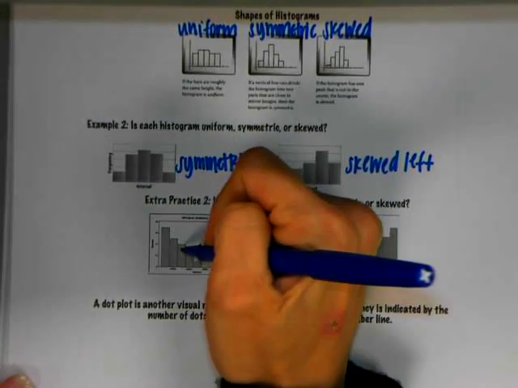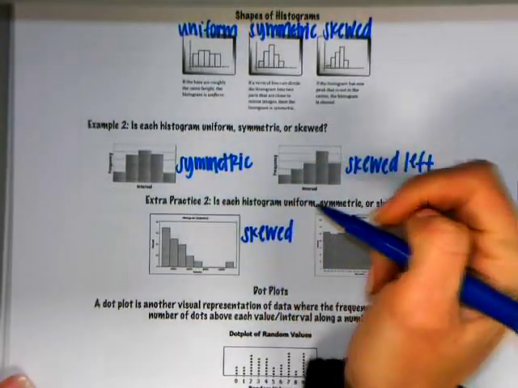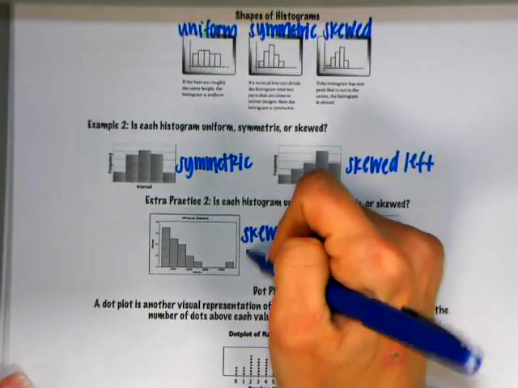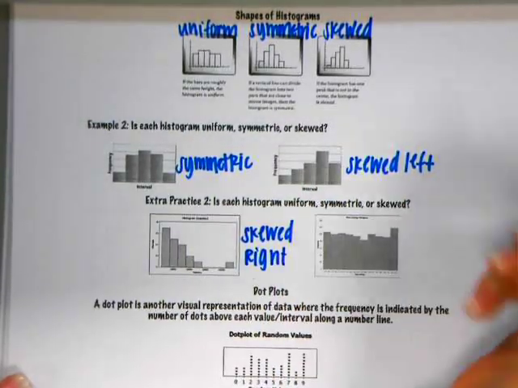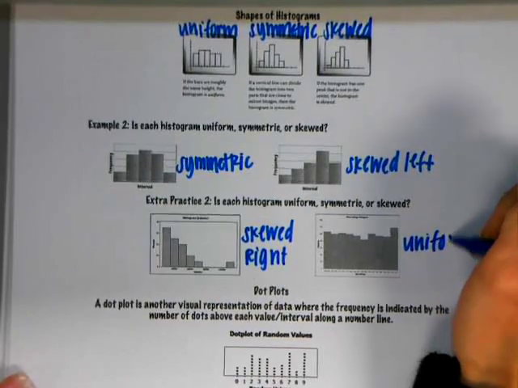Yeah, okay, so what's the first one? Skewed, what direction? Right. Okay, what about this one? Uniform, yep.